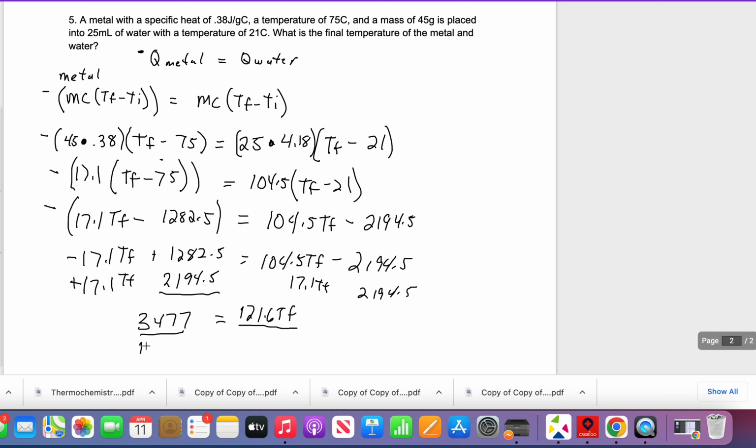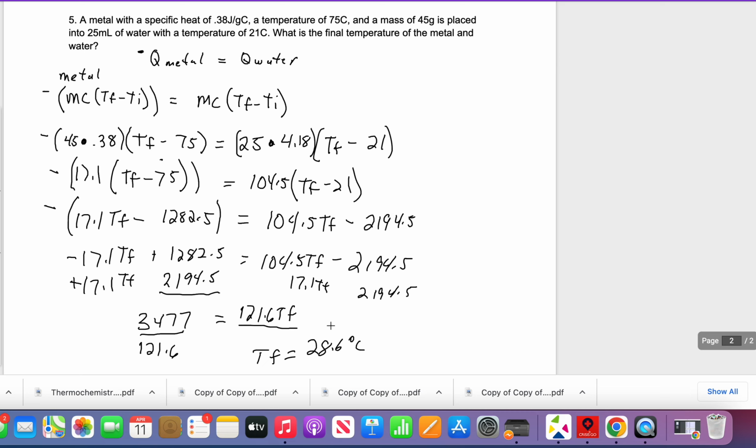Okay, I want TF by itself, so I've got to divide both sides by 121.6. I'm just going to move it diagonally over here. So if I take 3477 divided by 121.6, I get 28.6. So I get that TF equals 28.6 degrees Celsius.